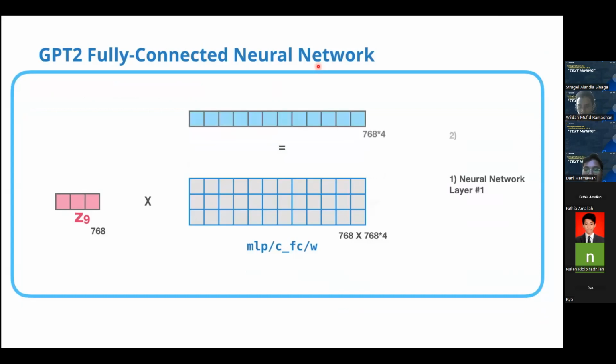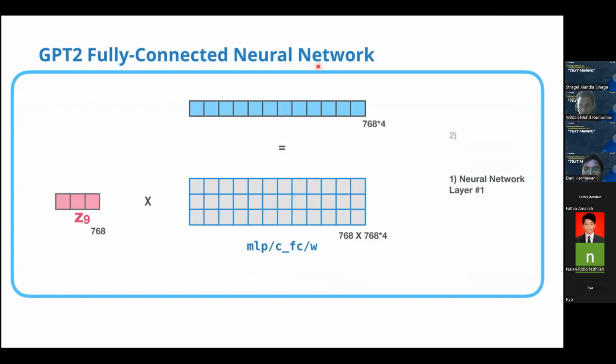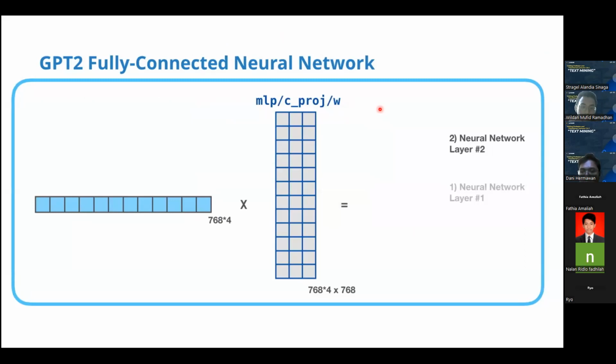Firstly, we linearly transform Z9 from 768 dimensions into 768 multiplied by 4 dimensions. We expand the dimensions. Then we linearly transform these enlarged dimensions back into its original dimension, 768.